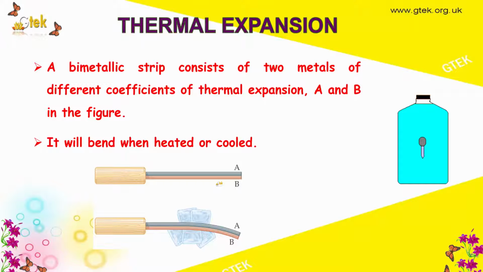Consider a bimetallic strip that consists of two metals of different coefficients of thermal expansion, A and B in the figure, which bends when heated or cooled. Over here you can see the strip is straight, but it bends because of heat or cold. You can see the bimetallic strip in this state.